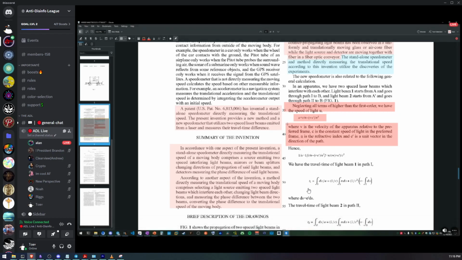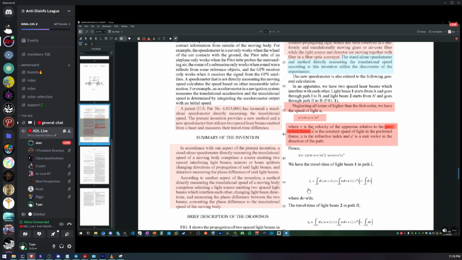Like, hey, bro, we got you on that preferred frame, because this is what they used to call it, a preferred frame, like the ether background. This is how they talk. Gotcha. I see why you got excited when you saw that. Yeah, this is known as the preferred frame.